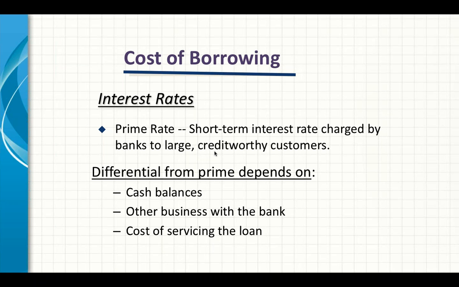Like CRISIL in India, Standard & Poor's, Fitch. These agencies give ratings based on the default risk of the clients. Their financials are good, the reputation is good, the company is doing well. Then companies will get triple A plus. Such companies get the lowest interest rates from the banks when they borrow. So that's called the prime rate. Whereas other companies who are not creditworthy may get loans at high rates.